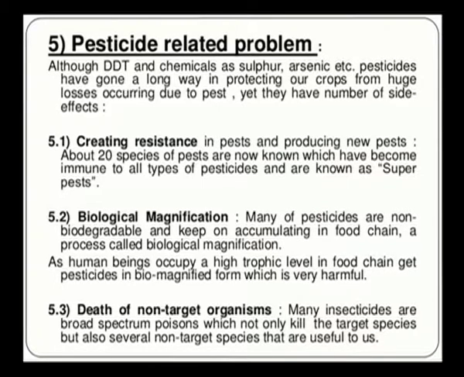Then you have biological magnification. Many of the pesticides are non-biodegradable and keep on accumulating in the food chain, a process that is called biological magnification. As human beings occupy a high trophic level in the food chain, that is, we are up in the pyramid, we get pesticides in a biomagnified form, which is actually quite harmful. Death of non-target organisms. Many insecticides are broad spectrum poisons which not only kill the target species but also non-target species which are actually quite useful to us.